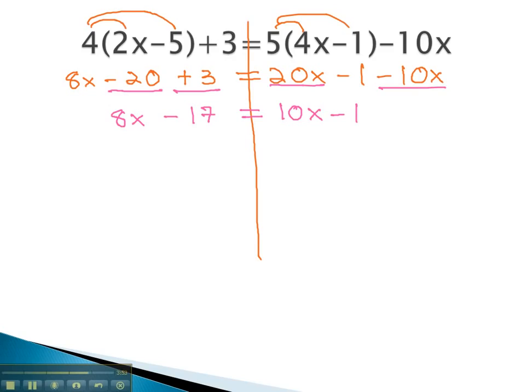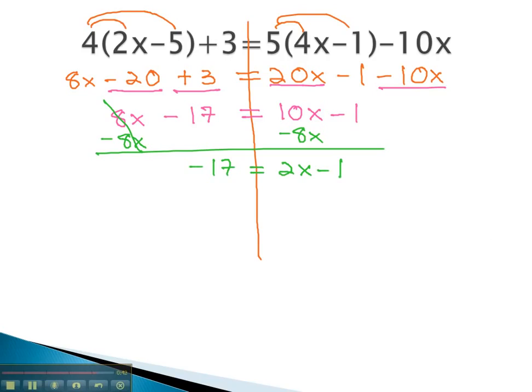Now we're ready to get the variable on one side. We will do that by moving the smaller one, 8x smaller than 10x. We can move the 8x, which is positive, by subtracting 8x from both sides. Notice the 8x subtracts out to 0, leaving negative 17 equals 2x minus 1. Now we can solve a two-step equation by adding 1 to both sides, moving away from the x, giving us negative 16 equals 2x, and finally, dividing both sides by 2 so the x is alone.